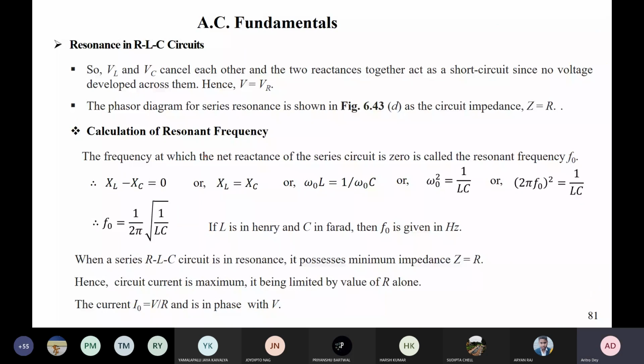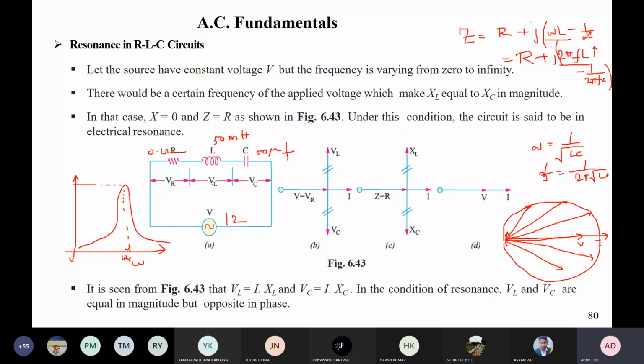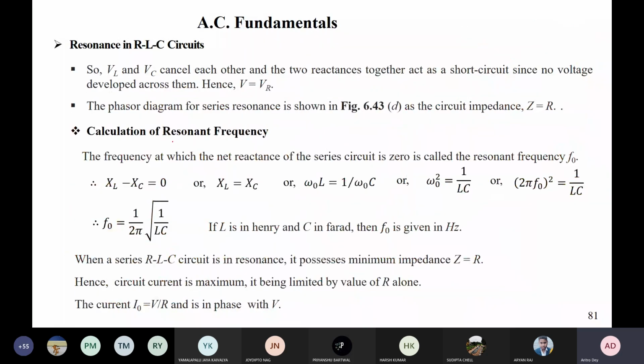Okay, so resonance continued. VL and VC cancel each other, the two reactances together act as a short circuit, with no voltage drop across them. Because in this combination, VL and VC are balancing one another, neutralizing one another, the drop across these two together will be 0. So that means it is a short circuit. So you are left with only V by R. And if your R is very small, the current will be very high.